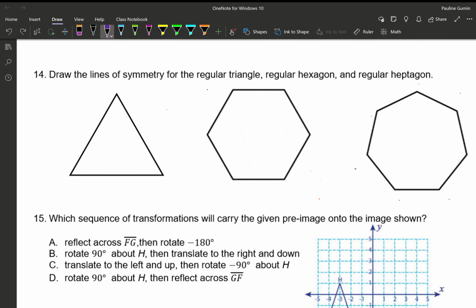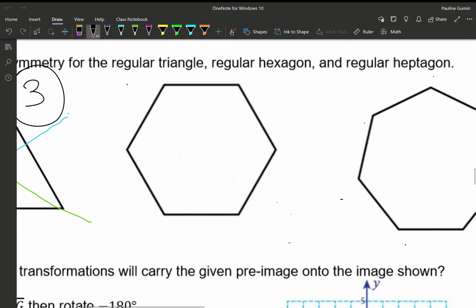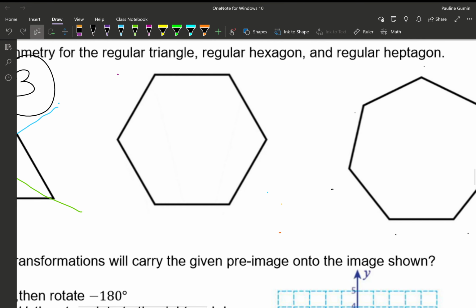Okay, so for the triangle, the first line of symmetry I see is through this point. Then I see another line of symmetry, another way that I could split it in perfect halves right here, and then right there. So that means 3 lines of symmetry for the triangle. So 3-sided figure, 3 lines. Now let's look at a hexagon. A hexagon has 6 sides. Let's see if it has 6 lines. All right, let's go. The first one I see is from this tip down to here. Cool. All right.